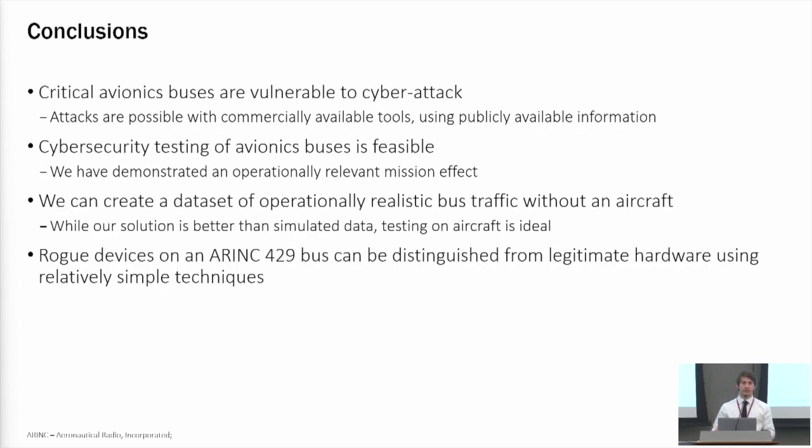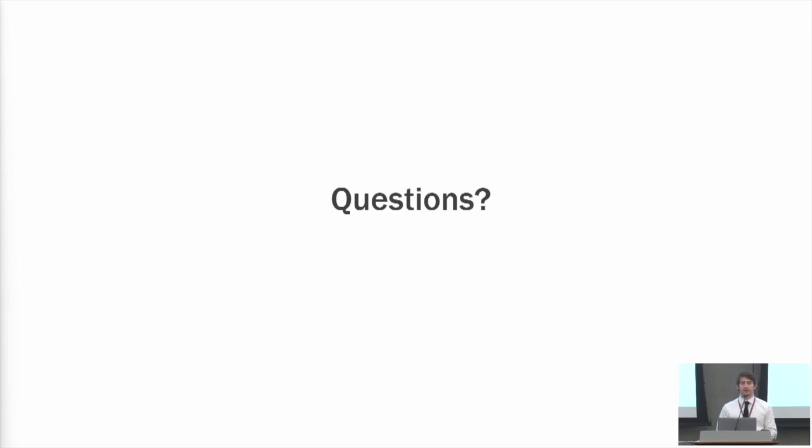We've assembled this data set of operationally realistic bus traffic, which, certainly, testing on aircraft is ideal, but this data set we have right now is better than simulated data at the very least. And there are relatively simple techniques that we can use to distinguish these rogue adversarial devices from our valid baseline device. So with that, are there any questions?